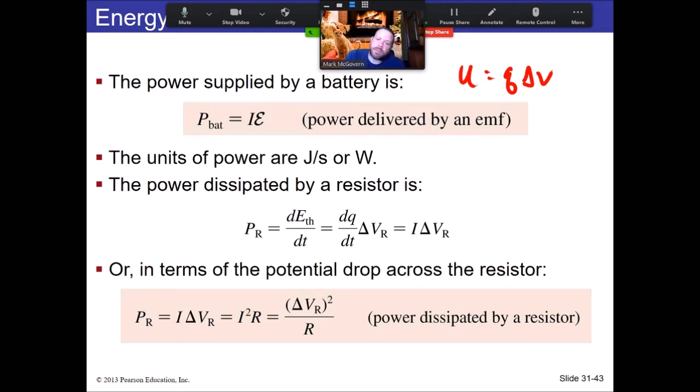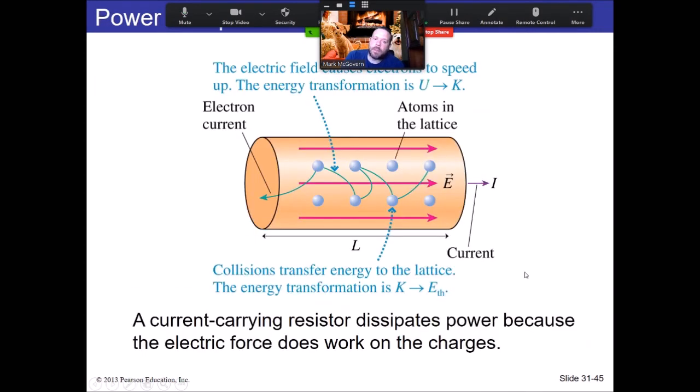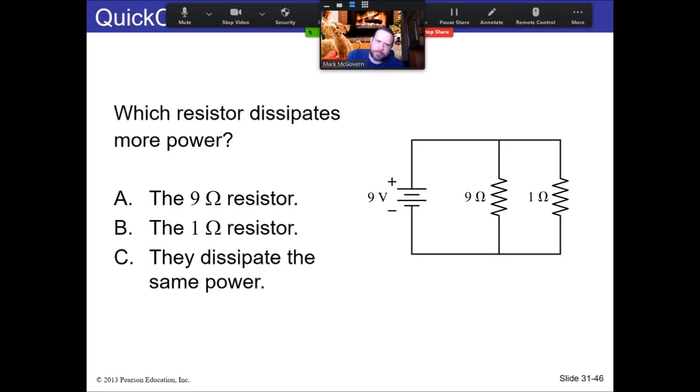So let's talk about this a bit more now. I don't need to talk about this. You already know this, right? I don't need to talk about that. Which resistor dissipates more power? What do you think about that? Which resistor dissipates more power?